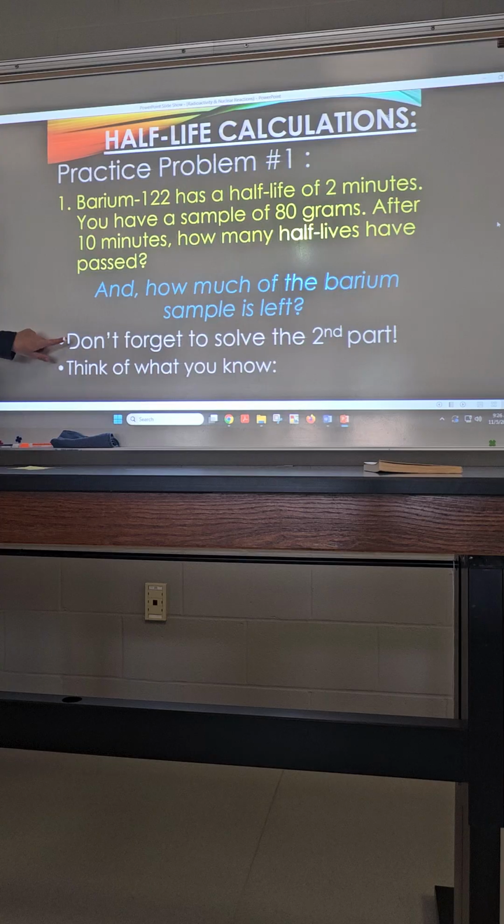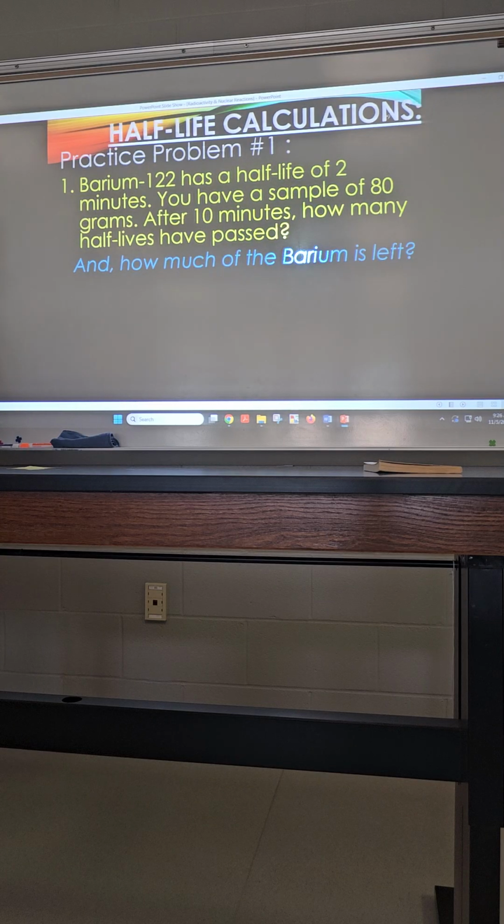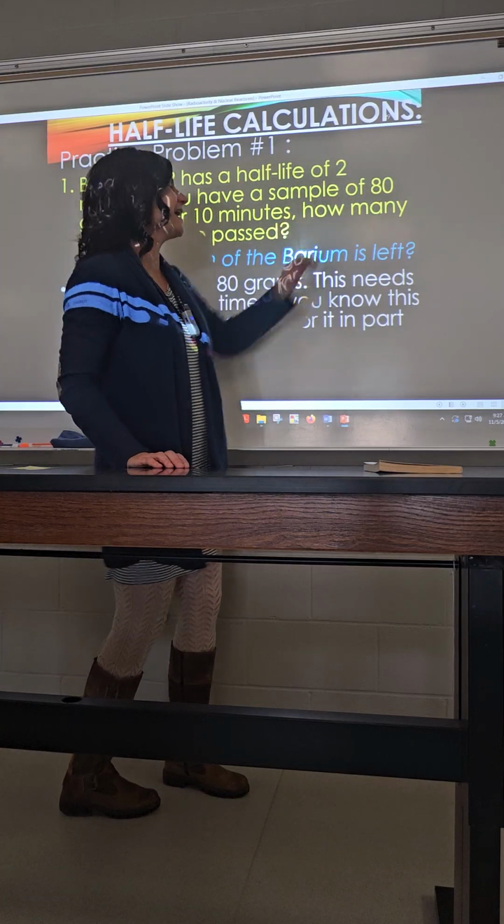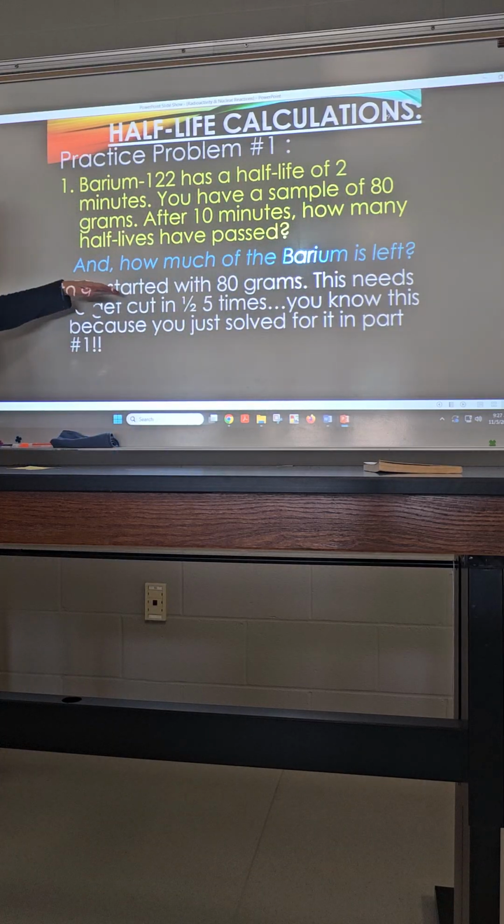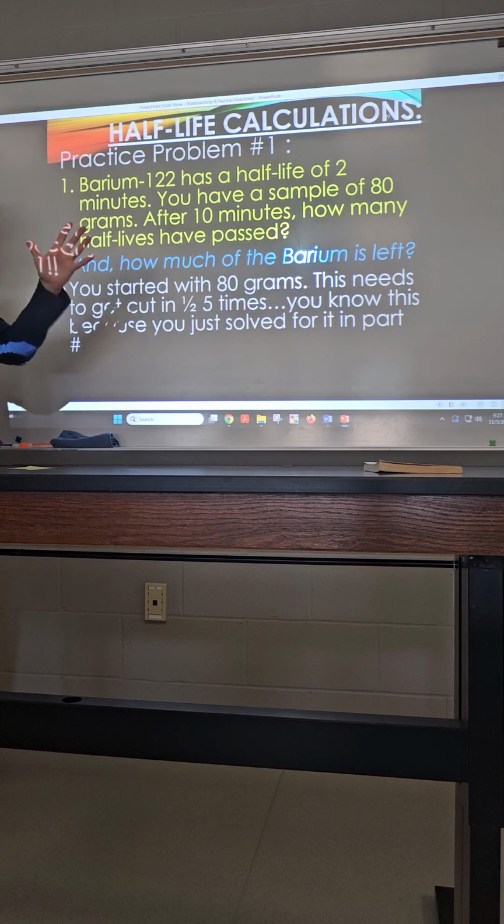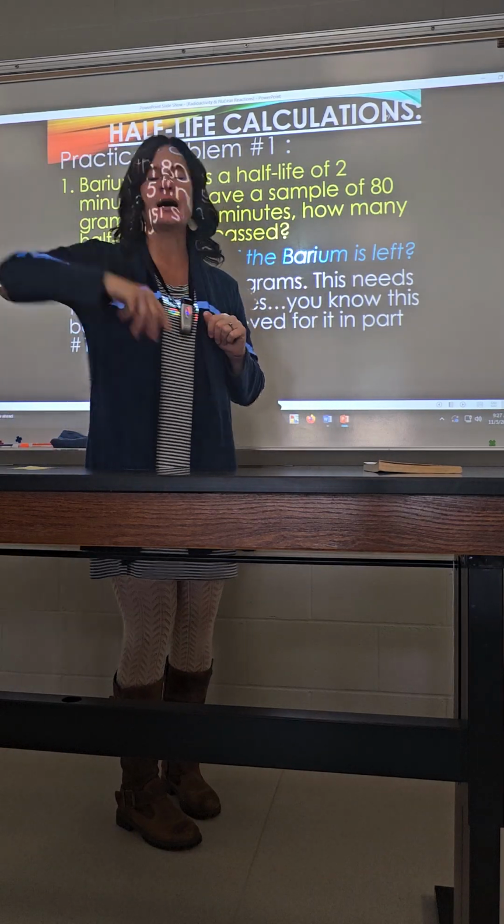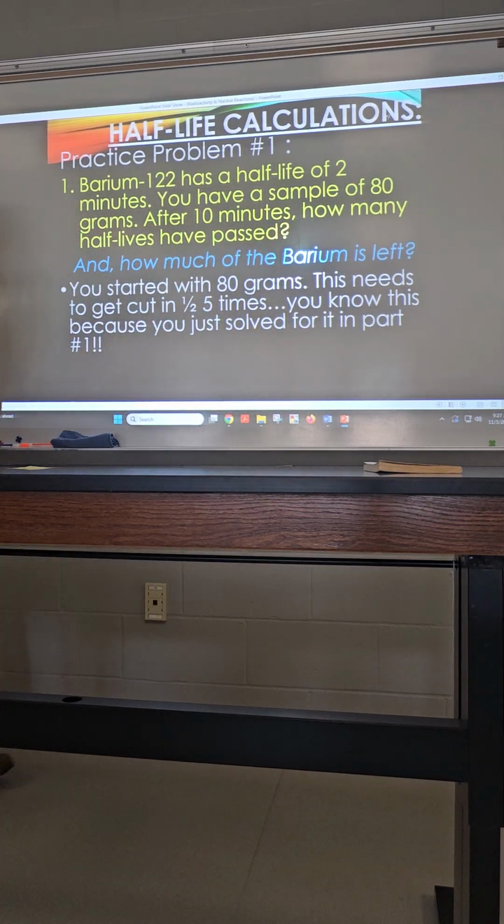Now, we have to answer part 2. So slide 29, we're answering how much of the barium is left. Well, we're still dealing with the same problem, and it says we started with 80 grams. So we have to cut that in half 5 times, right? Half-life, think of it like dividing by 2, cut it in half, cut it in half, cut it in half. So here's how you do it.